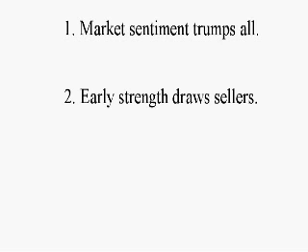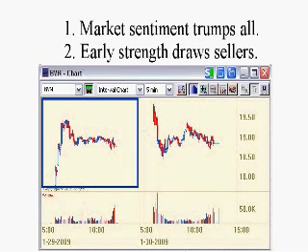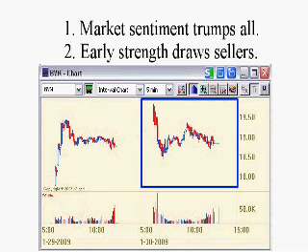Another very important rule is that early strength draws sellers. Let me show you a classic example. Here's an intraday chart of BVN. There is day 1, day 2. Notice how the stock spikes up at the open on that day, and look how it tumbles for a good hour. Had you bought at the high, you would have been in the loss column all day long.